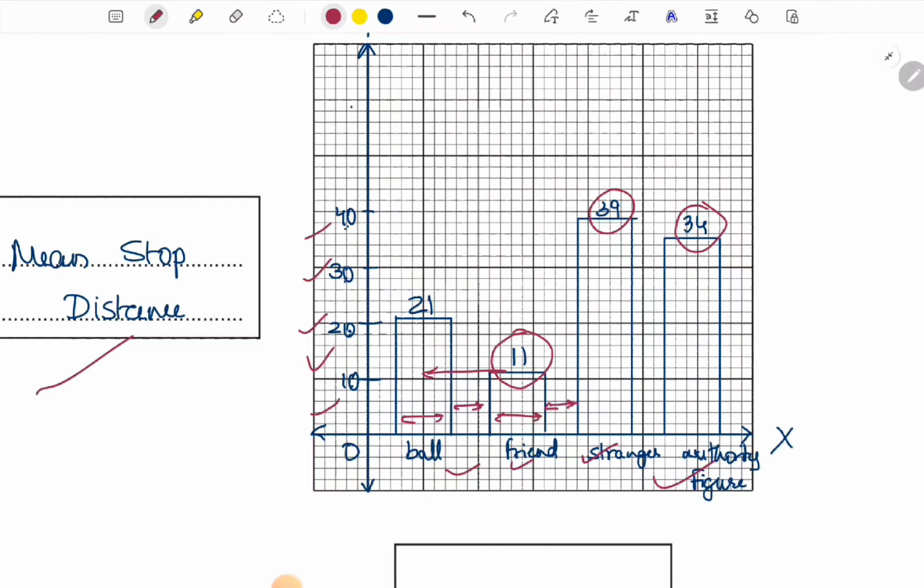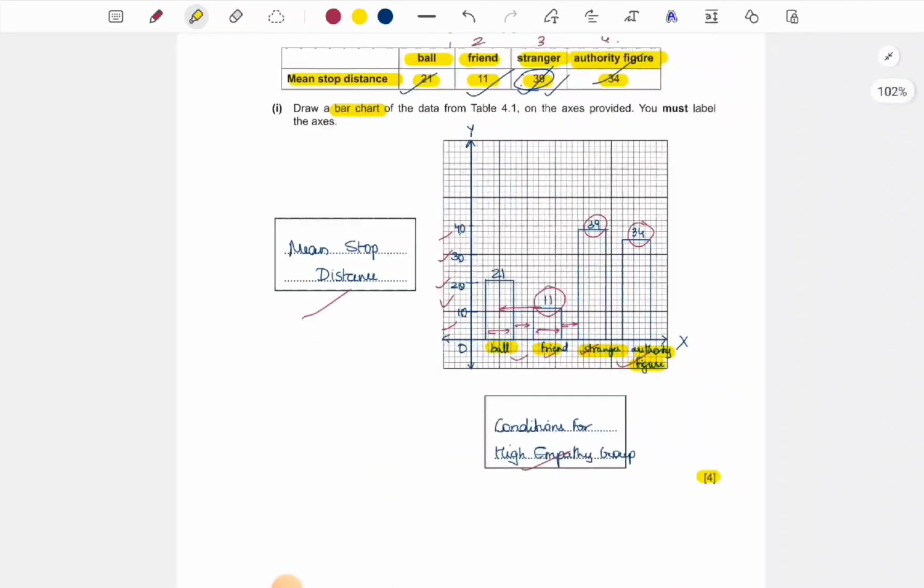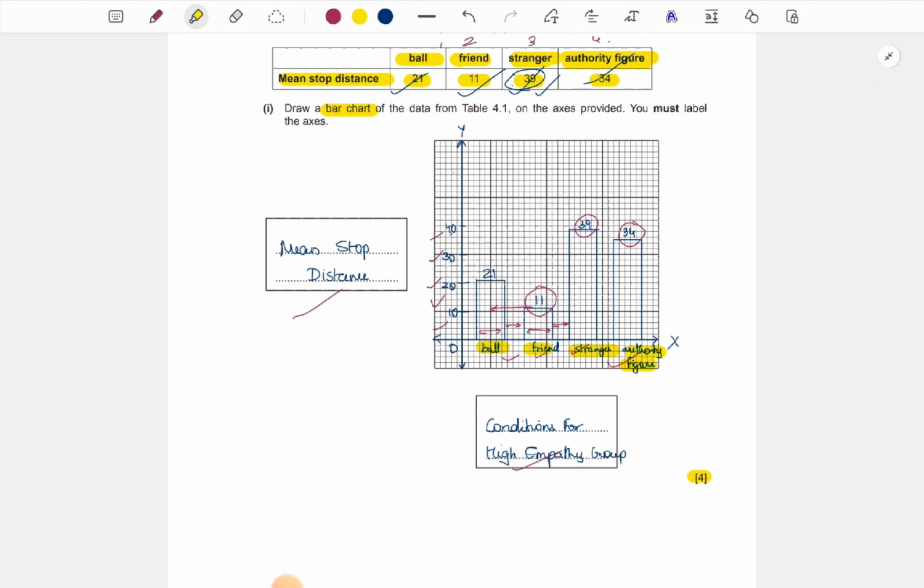I have labeled all the bars, so you can see that. Don't forget to label the bars. Any mistakes you make here will make you lose marks, because then the examiner won't know which bar is representing which protagonist.